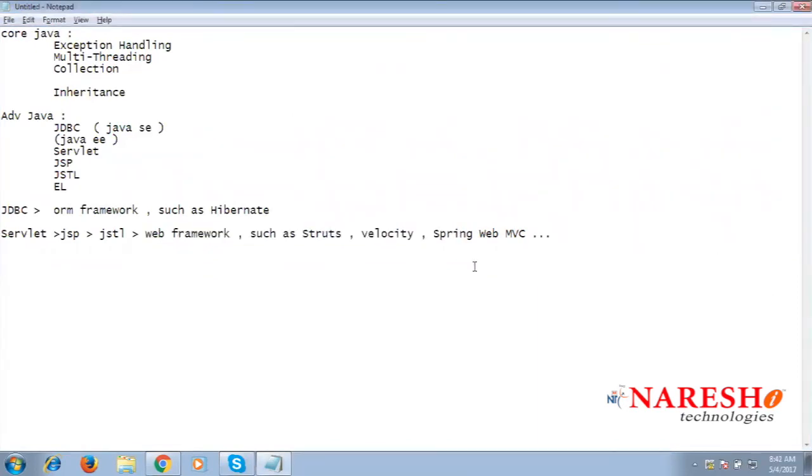Now I need to start with JDBC. But what I'm thinking is I will not start JDBC today. I'm giving 10 minutes so that you can talk to me and convey your understanding, so that I can plan accordingly. The sequence is all in front of you: you'll be doing JDBC, then Servlet, JSP, JSTL, EL.